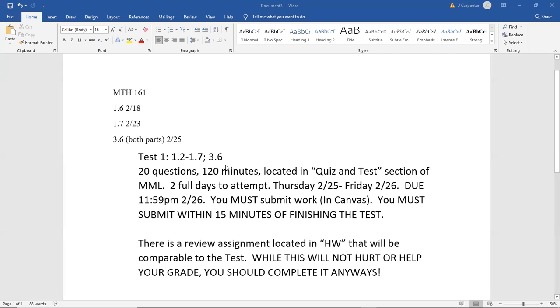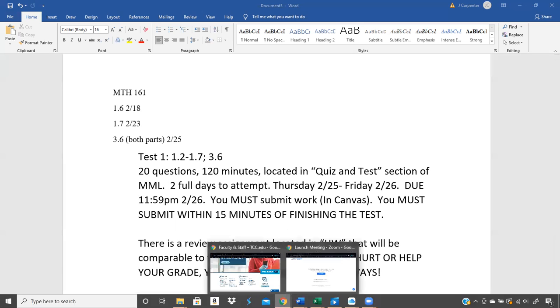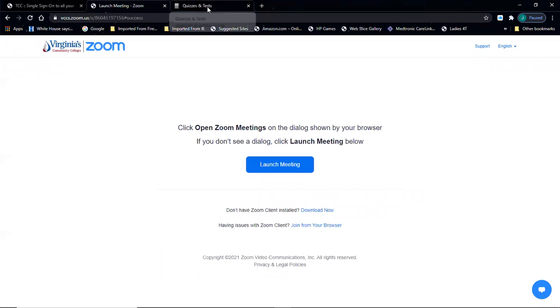I also have been going back and forth between 90 minutes and 2 hours, and I'm just going to do 2 hours since this is a new world we're in. And it will be located in the quiz and test section of my math lab. So I'm going to go ahead and show that really quickly. And this is not our shell, this is just my generic shell. So you'll see some old due dates, just ignore them.